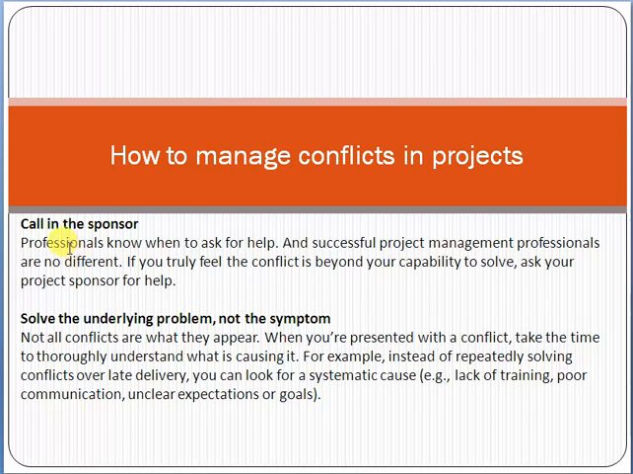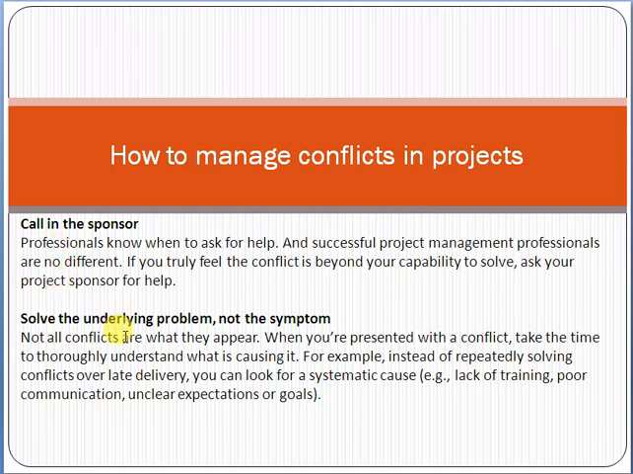Another approach is call in the sponsor. Call in the sponsor means that there is some conflict among the two parties and it is not resolving among them, so we can escalate the matter to the sponsor or very high management. For example, you are a project manager dealing with the resources or with the customer and things are not resolving, so you can send a request to your project sponsor or CTO, CEO, that you need some help from him.